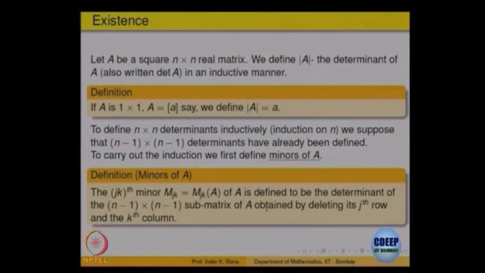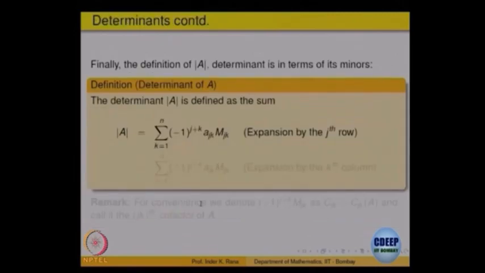So, that is defined by looking at what we wrote as removing that row, that column, that is called a minor, right. So, we define the notion of a minor. So, the jkth minor is the determinant of the smaller matrix obtained by deleting the jth row and the kth column. You get a smaller matrix of lower order, take the determinant of that, that is called a minor.